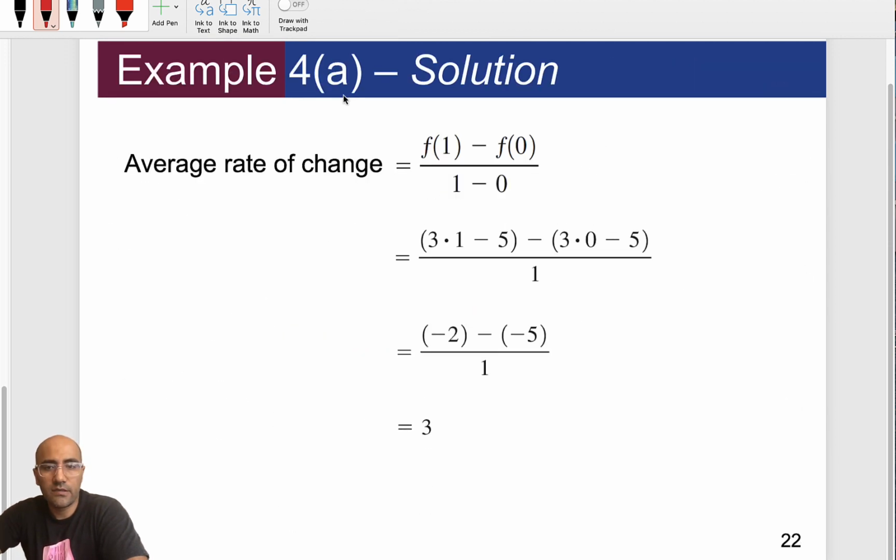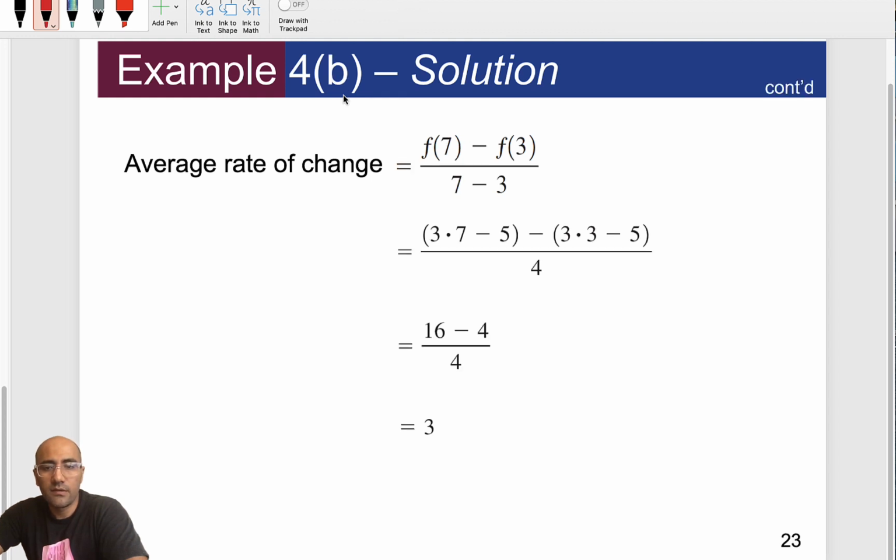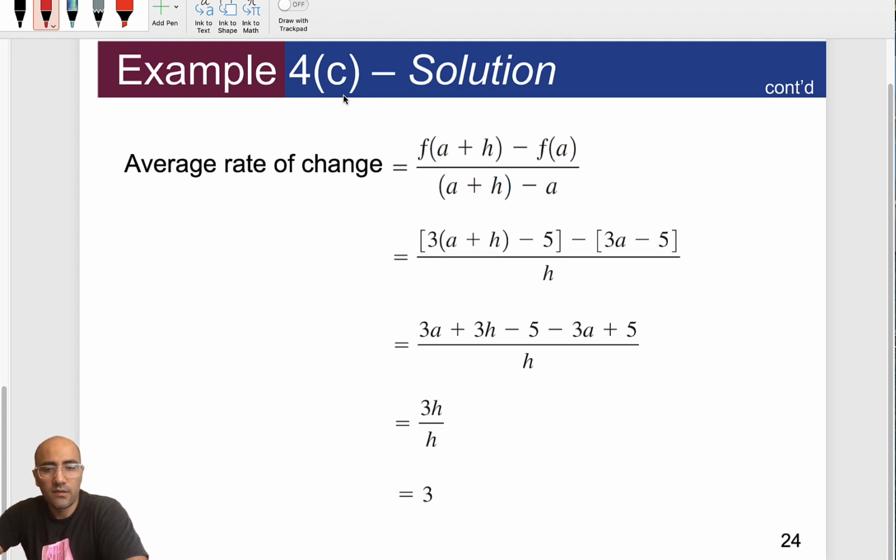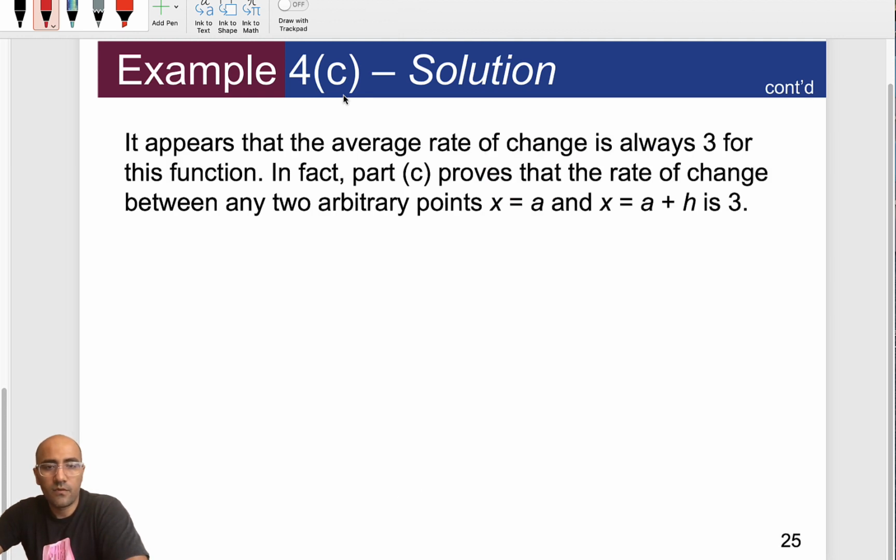Here's how the author did it. The average rate of change as x changes from 0 to 1, same thing we did, and get an answer of 3. Average rate of change as x changes from 3 to 7, same thing we did. And then, slightly more messy, the average rate of change as x changes from a to a plus h. Similar. Okay, so the average rate of change is always 3 for a linear equation. Good. All right, that's it for average rate of change.